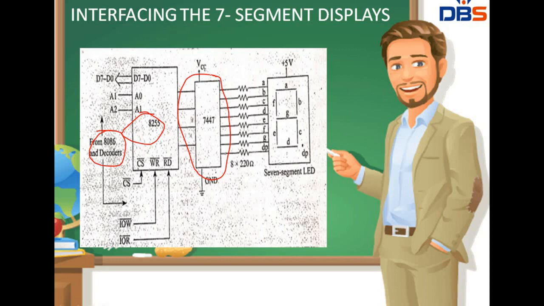Each specific segment to be lit is driven by the IC 7447, and the output of logic 0 is applied to the pin of that specific segment. That means here we are connecting this 7447 to an 8255, because this is a decoder and it is very easy to decode the data which is sent from the 8255 to display on the 7-segment LED. Okay, thank you.